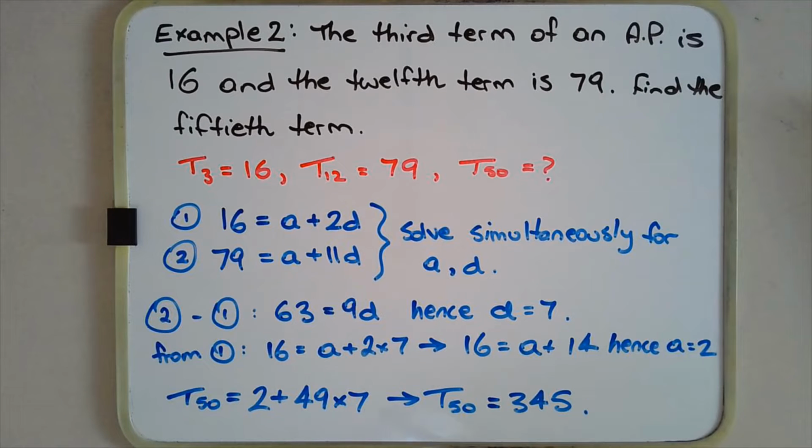So to work out T50, we just use the nth term for an AP formula. So T50 is equal to 2 plus (n minus 1), so 50 minus 1 is 49, multiplied by the common difference 7, and we get T50 is equal to 345. So therefore the 50th term is 345.